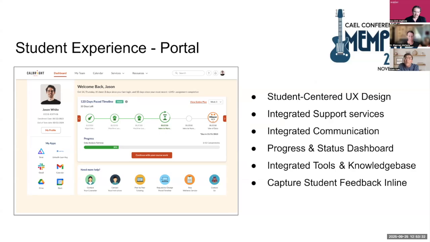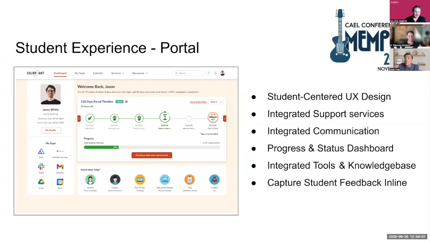Backed by a unified data layer connecting the student information system, CCC Apply, the learning management system, and scheduling and collaboration tools, it turns disparate signals into a coherent picture that enables timely help and clear next steps. Functionally, it behaves like one product: integrated support and communications, real-time progress and status view for the students, embedded tools and knowledge resources, and inline feedback so we can improve continuously without sending students elsewhere.